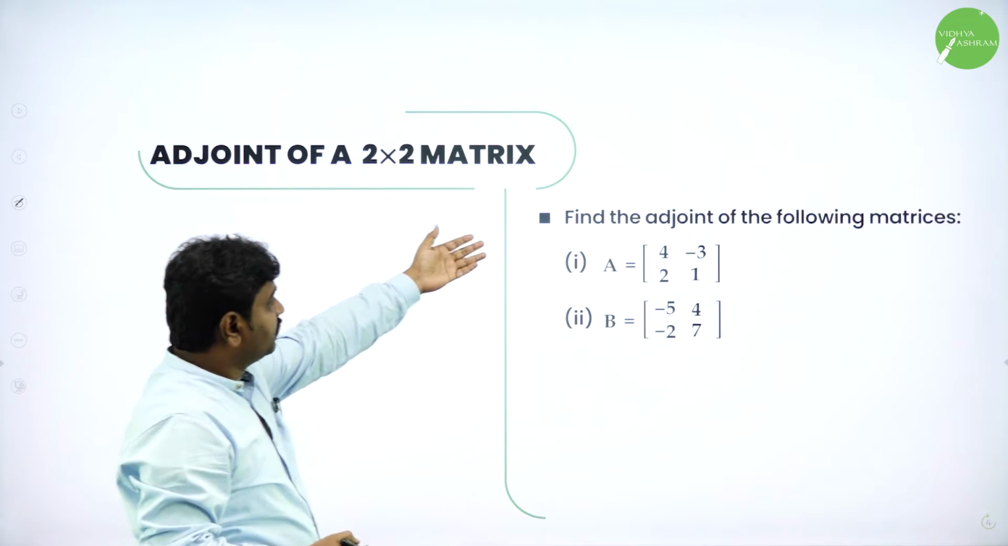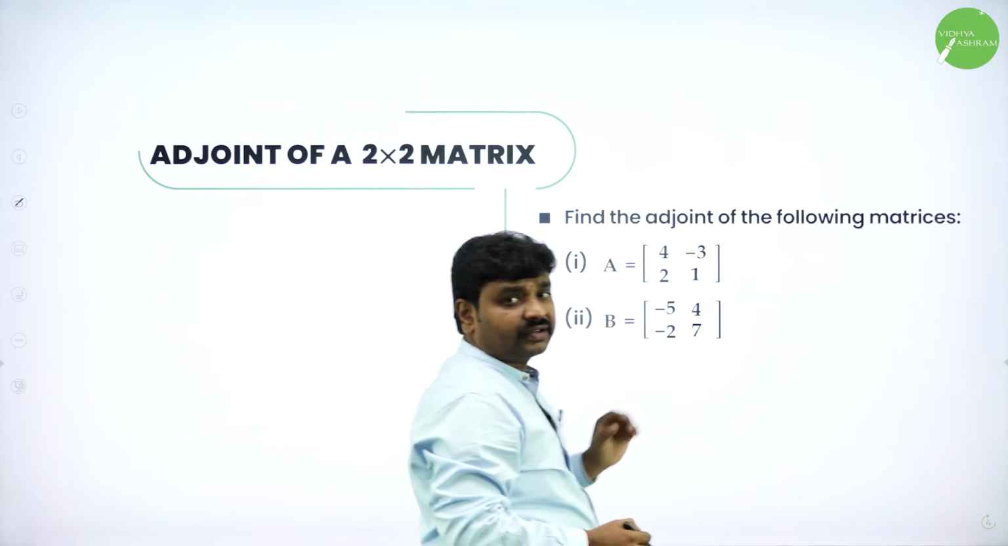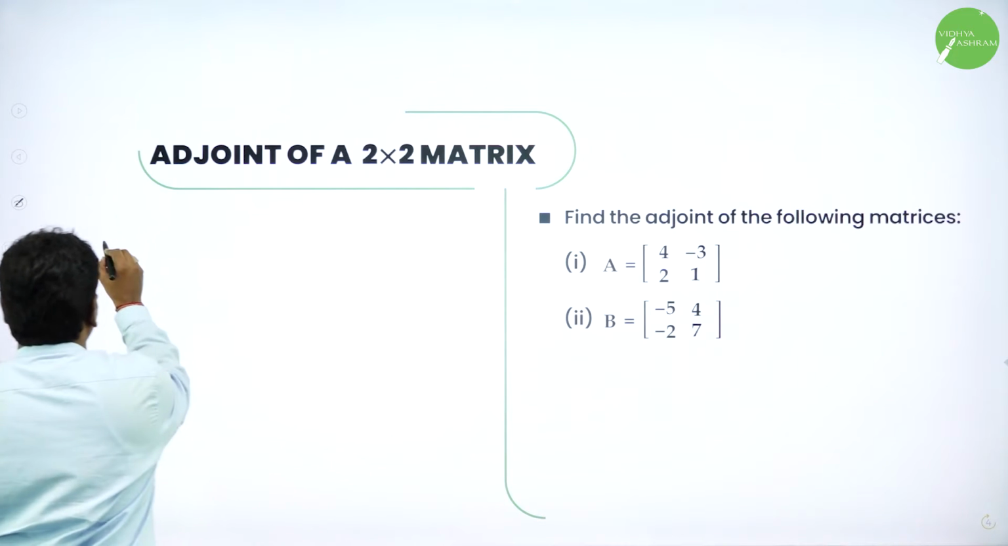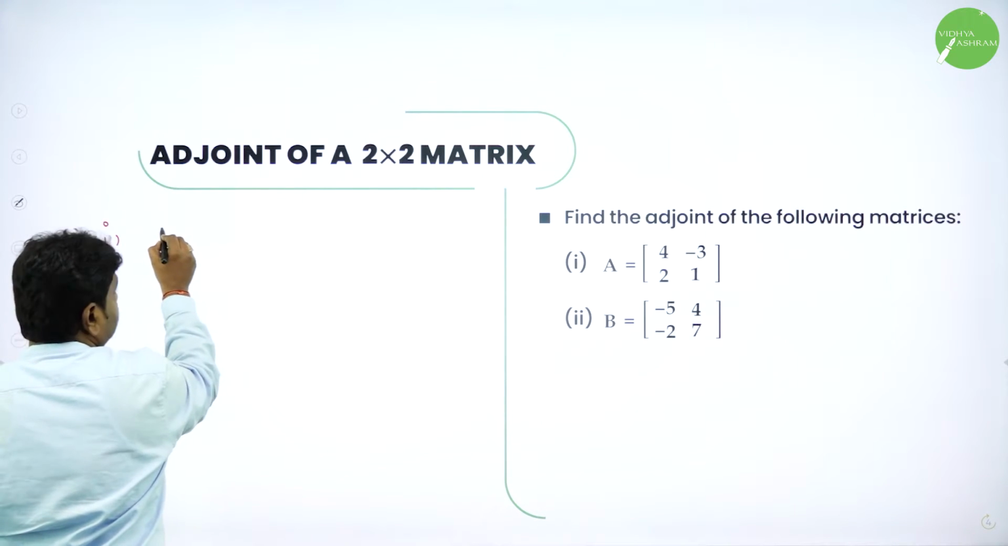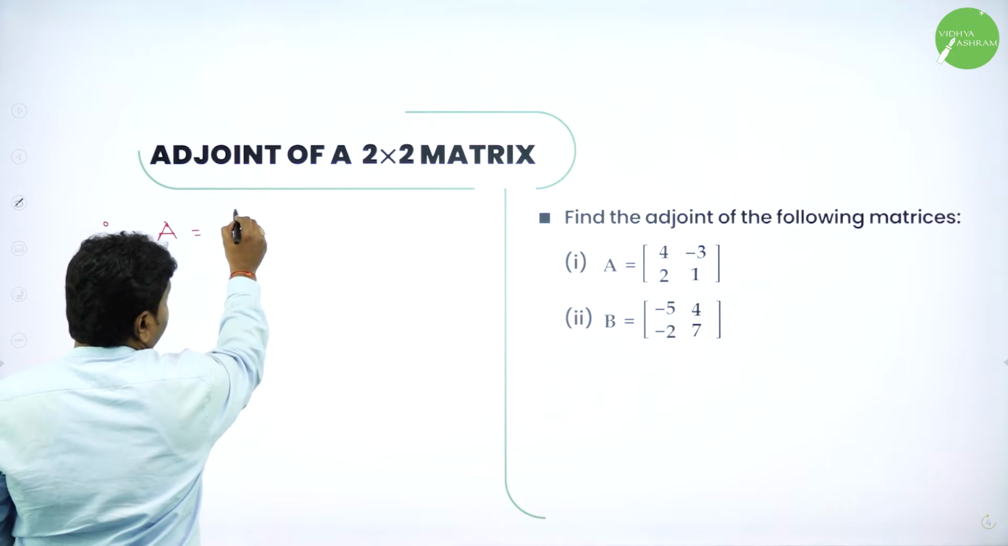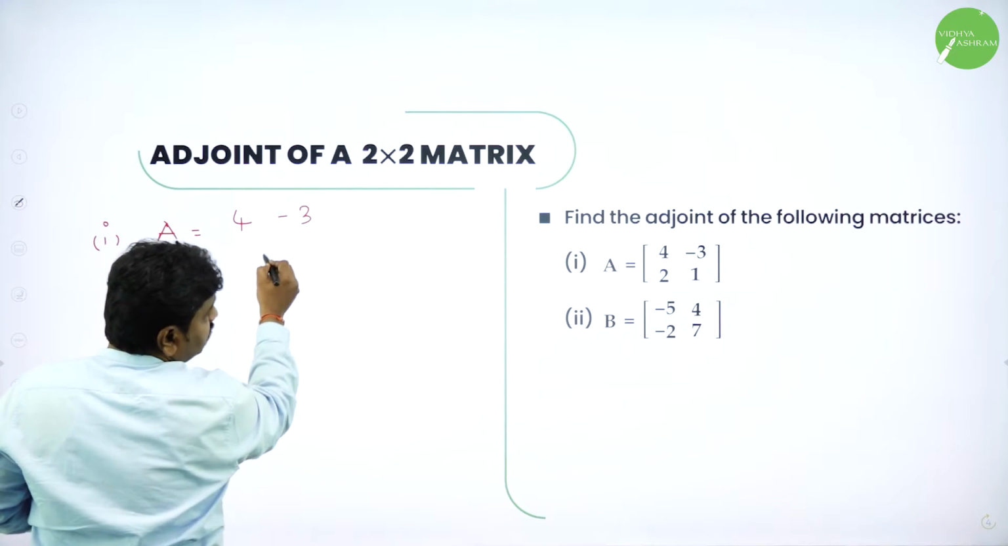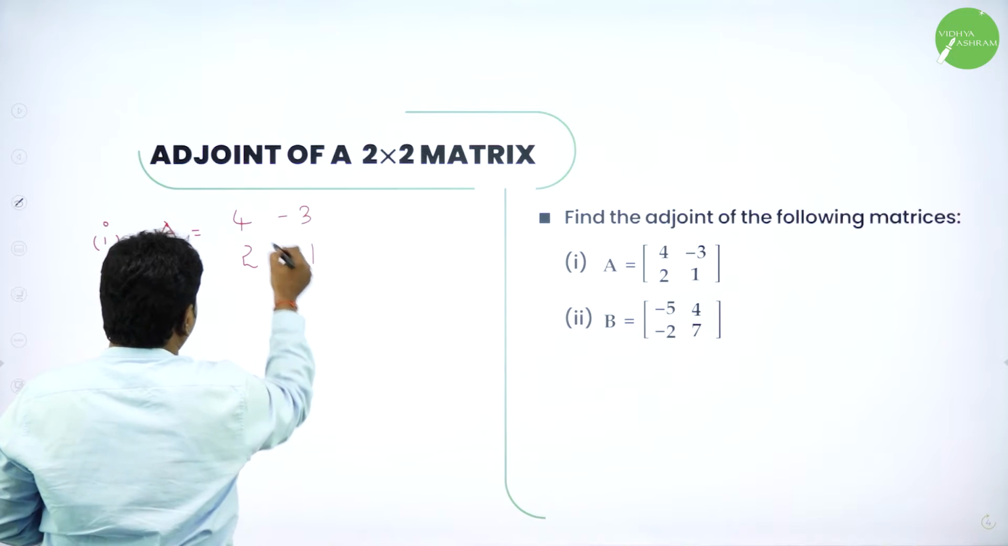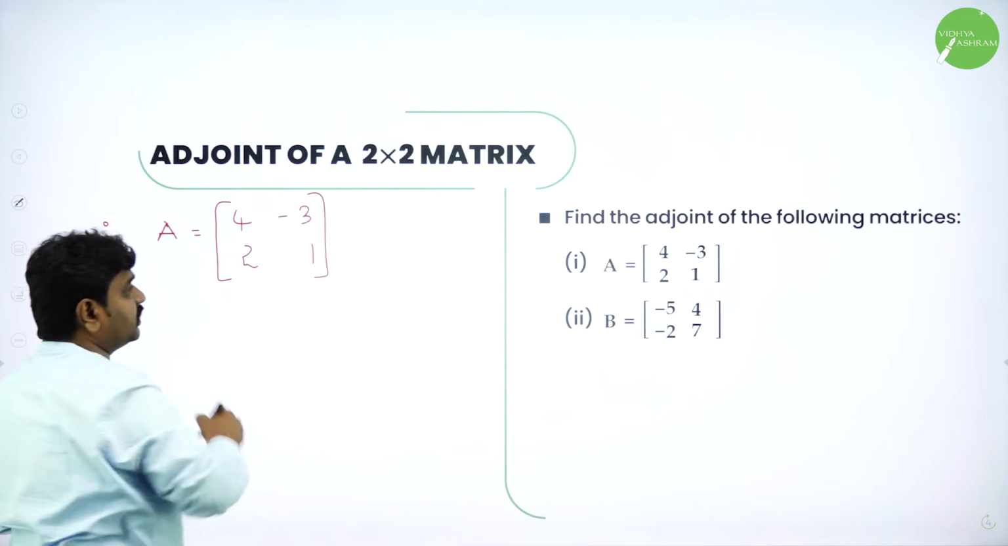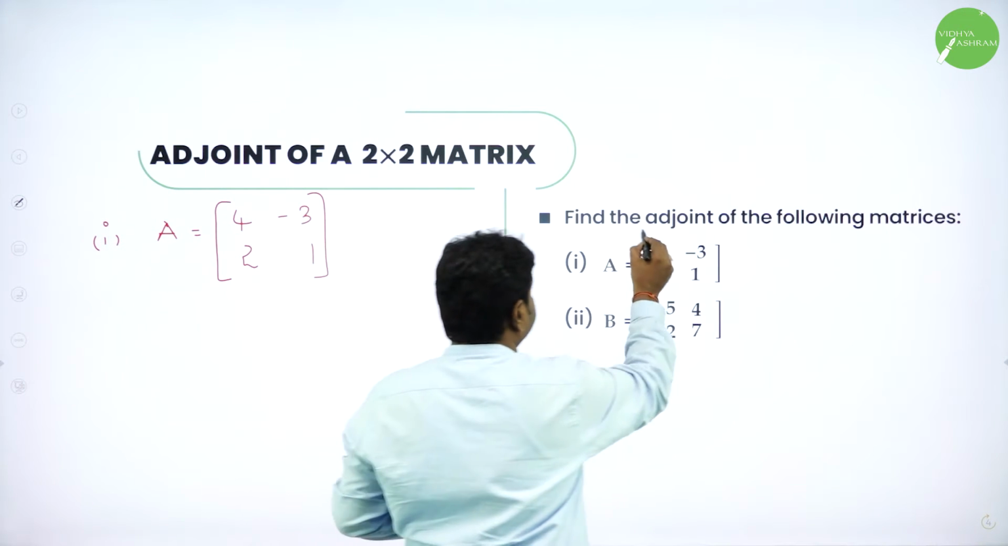Simple questions. Find the adjoint of the following matrices. First one, I call it A, they gave as A = [4 -3; 2 1]. This is the problem given, and what do they want you to find? They want you to find the adjoint.